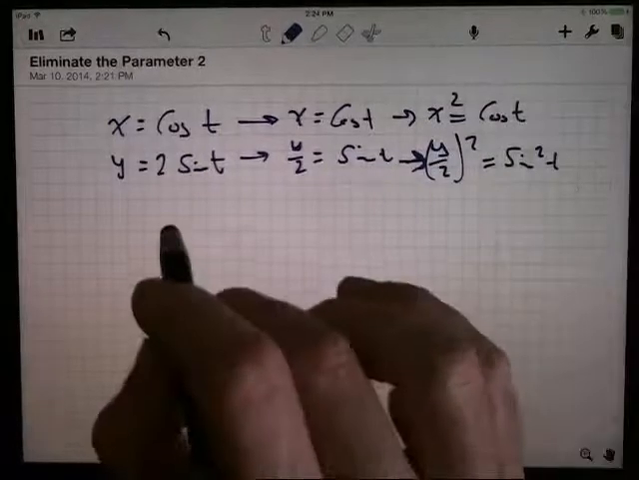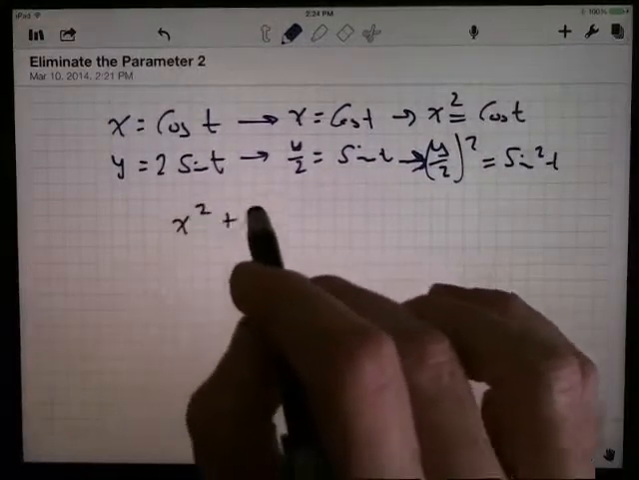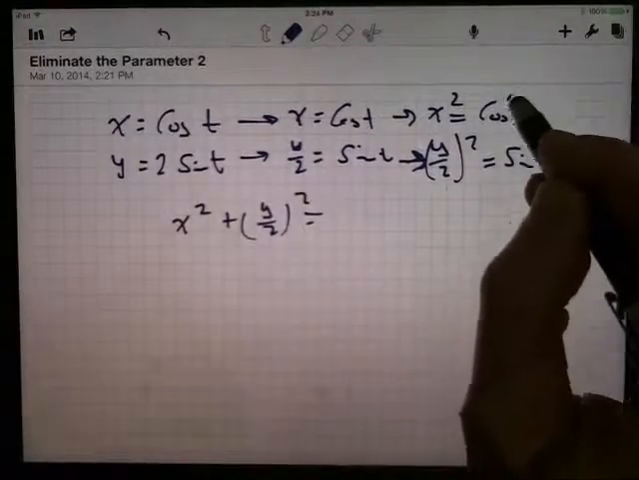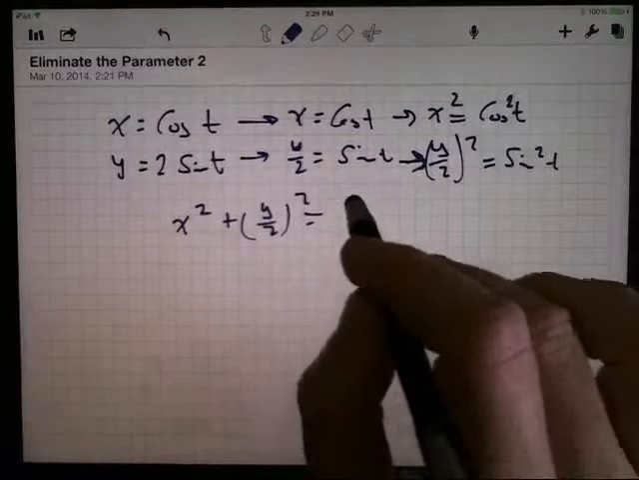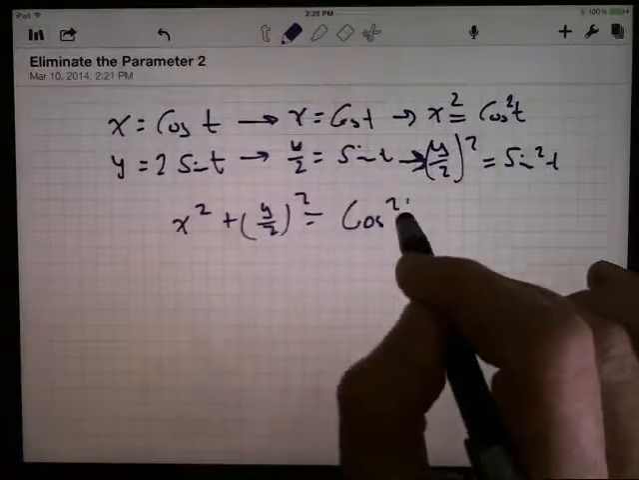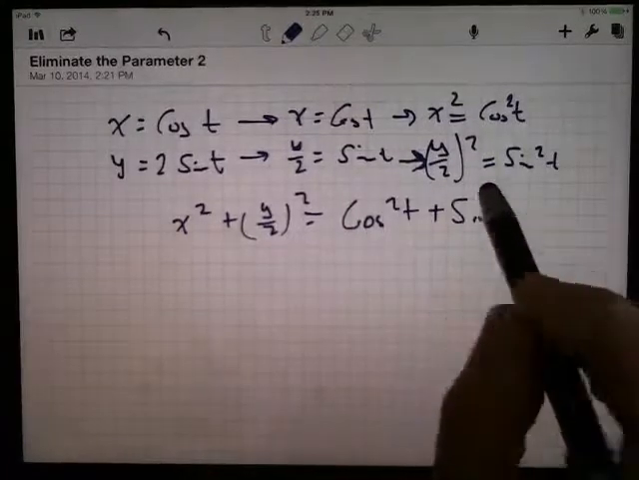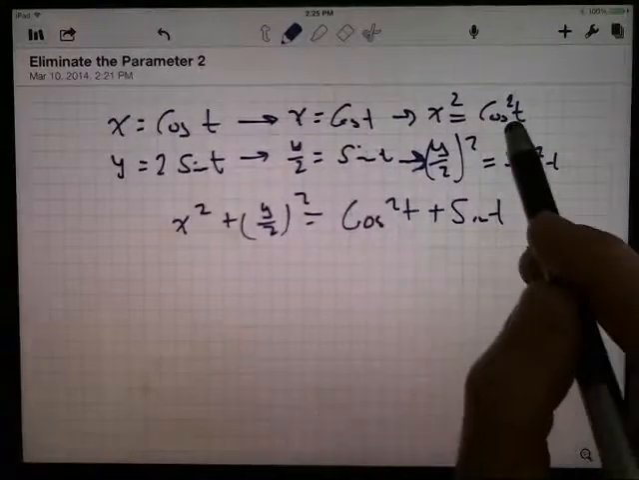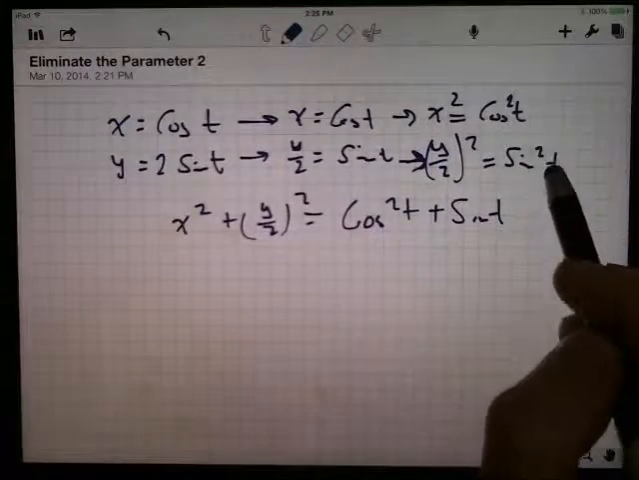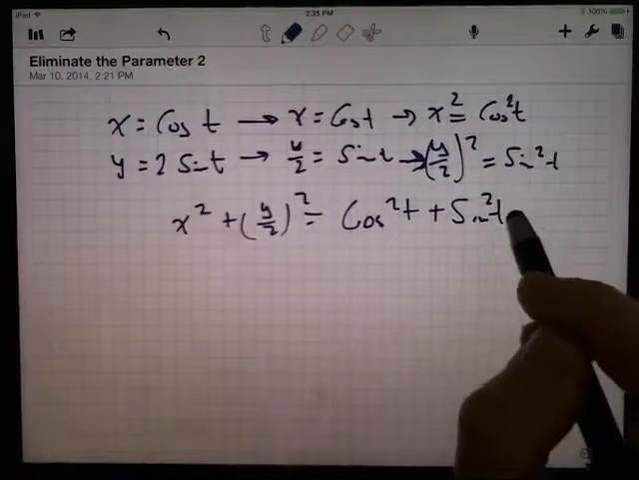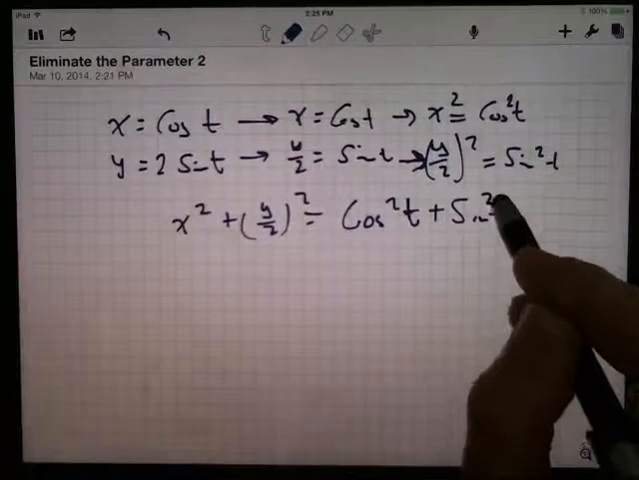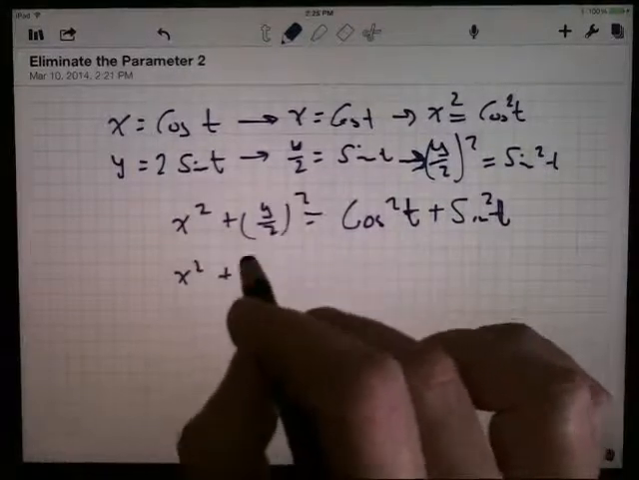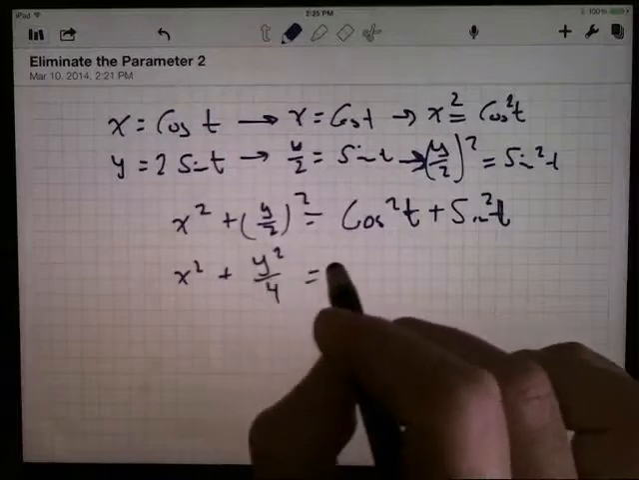When I add the left-hand sides, I've got x squared plus y over 2 squared. When I add the right-hand sides, I've got cosine squared t plus sine squared t. So I solved this one for cosine, I solved this one for sine, then I squared both sides and added those up. This side is going to be 1. So I've got x squared plus y squared over 4 equals 1.